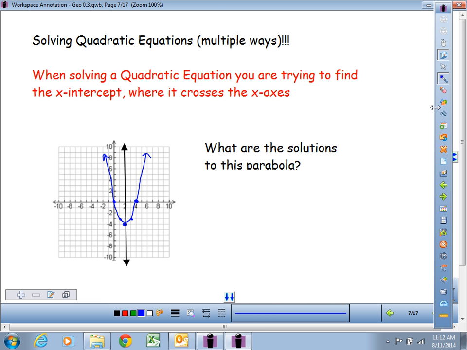This will be Geometry Section 0.3. We will continue with the algebra stuff that we have been practicing the last couple of days, and this will be our last thing. This is going to be solving quadratic equations.